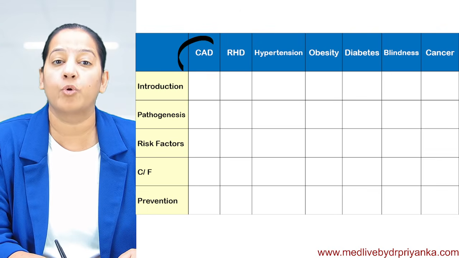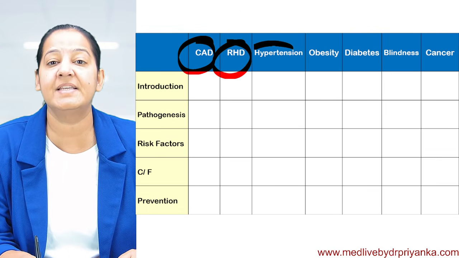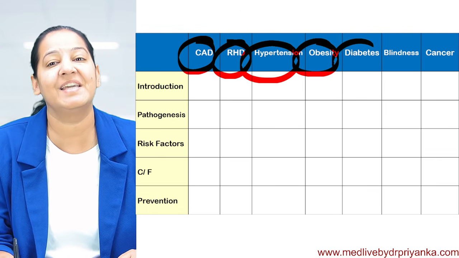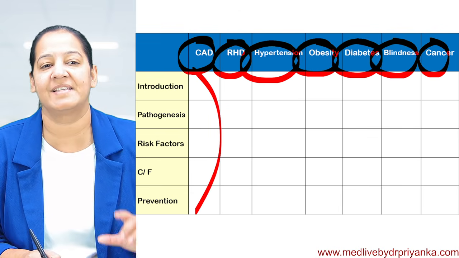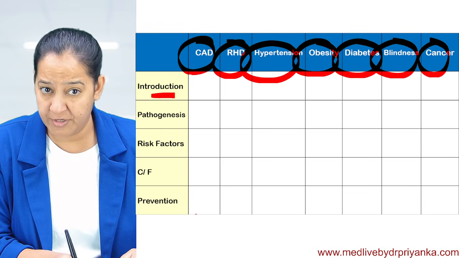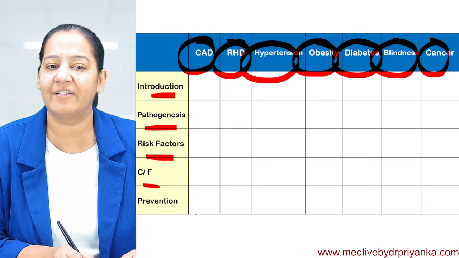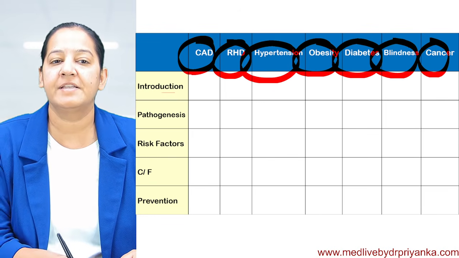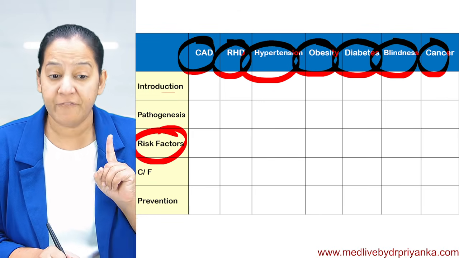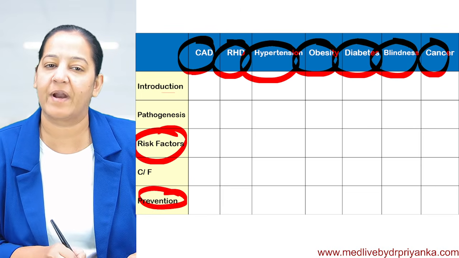I will be teaching you coronary artery disease, rheumatic heart disease, hypertension, obesity, diabetes, blindness, and cancer under a fixed set of headings. That is introduction, pathogenesis, risk factor, clinical features, and prevention. The most important among them is to understand their risk factors. If you understand their risk factors, you will be able to write the prevention.